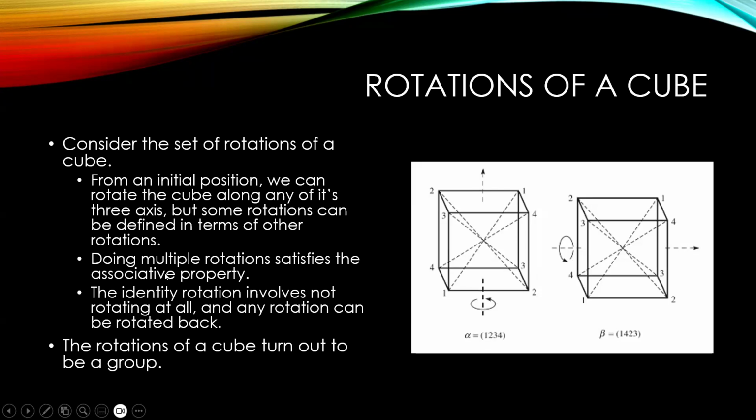It turns out that the rotations of a cube satisfy the associative property. It doesn't matter which pairs of rotations you do first. There's also an identity rotation, which involves just not rotating at all. And any rotation can also be rotated back. So the set of rotations of a cube turns out to be a group. We've satisfied closure, associativity, the identity, and the inverse. Whenever we're thinking of how we rotate an object, it is a group.